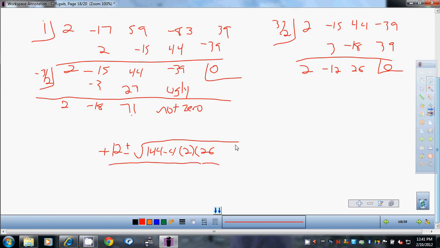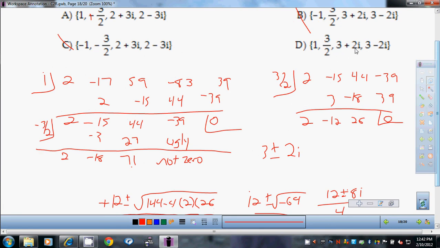Yes, but on your test it may not be that simple. So I want you to get used to finding those imaginary answers. So that's 12 plus or minus, yikes, 500 and 208. So that's negative 64, which is 8i, which would reduce to what? That's right. So that would be, again, D. But you may have to find those because it may be the same for those two. So you would need to go ahead and finish finding your imaginary ones as well.